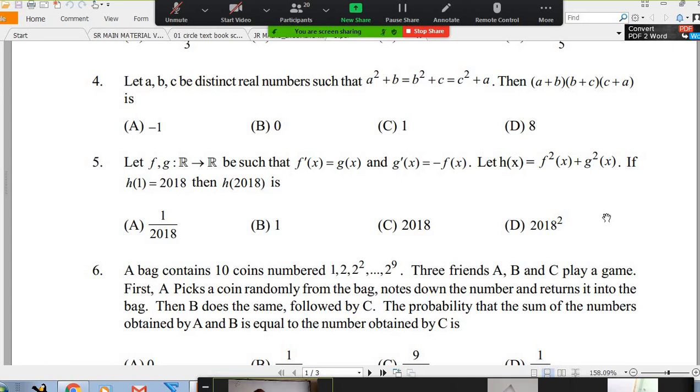Okay, in the fifth question on the screen, they said f and g are two functions such that f'(x) = g(x) and g'(x) = −f(x). And they gave h(x) = f(x)² + g(x)². They said h(1) is 2018. What is h(2018)? Maybe this question was given in the year 2018 in some exam, because they can give any number. Why did they keep 2018?